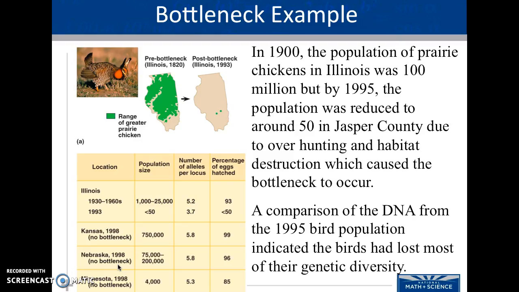This example is the bottleneck effect. Essentially, we see that there are these prairie chickens. They kind of look like a mix between turkeys and chickens. We see a huge decline in population.